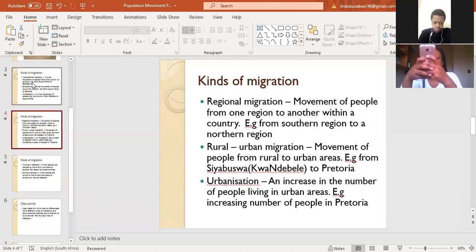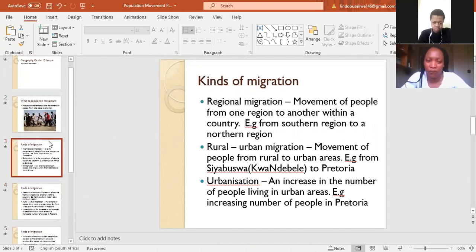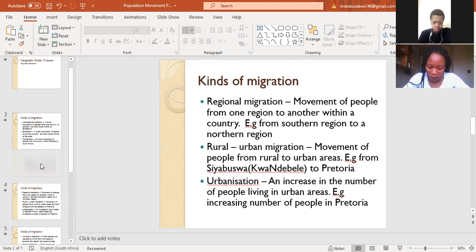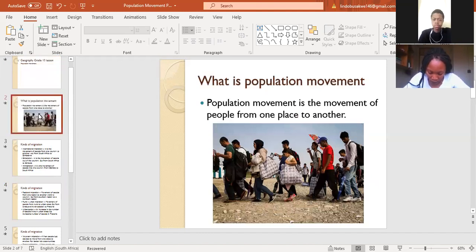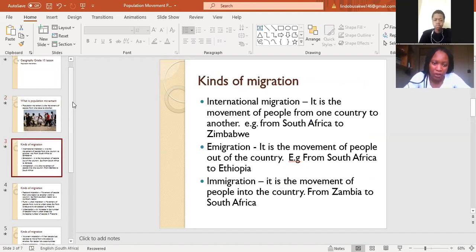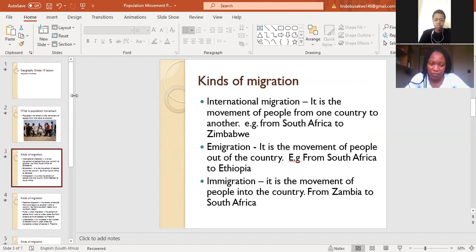So is there anyone who has a question regarding the core concepts that we have spoken about already? Anyone with a question? It is very important for you to understand these kinds of migration in order for us to proceed with this population movement lesson. I see your hand is raised.